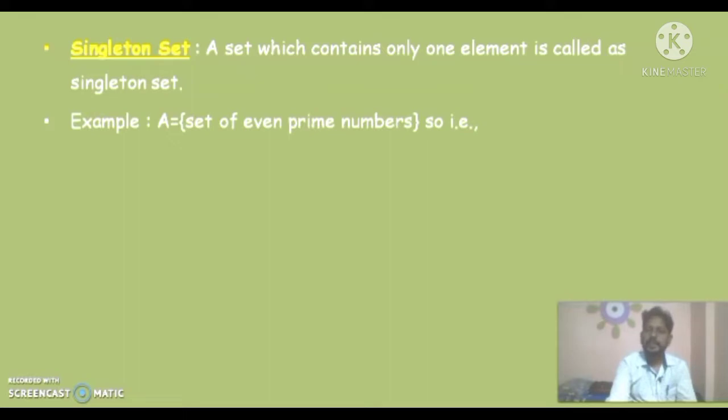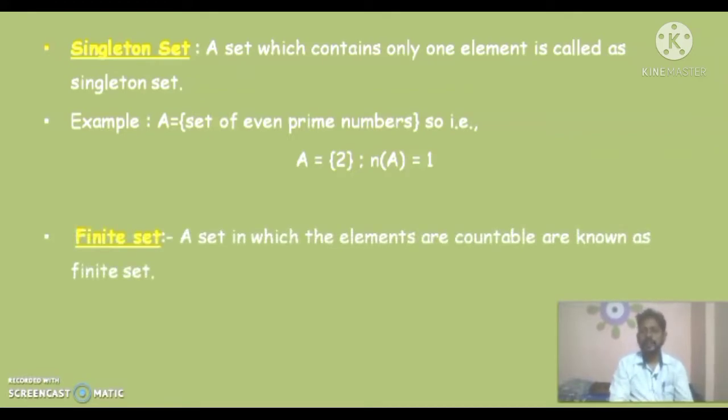Example: a set of even prime numbers is a good example to describe a singleton set. So what are the even prime numbers? We have A is equal to {2}, because 2 is the even prime number. Then how many elements are in A? We have one element. n(A) is equal to 1.